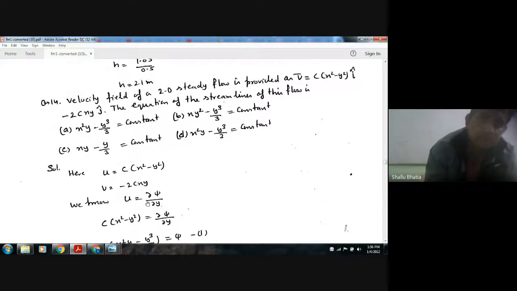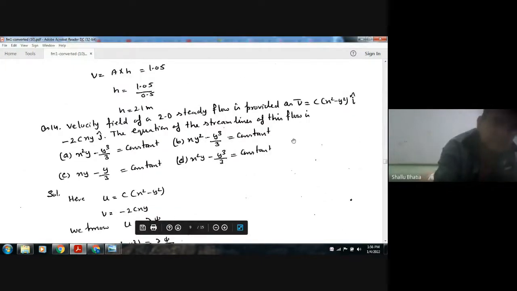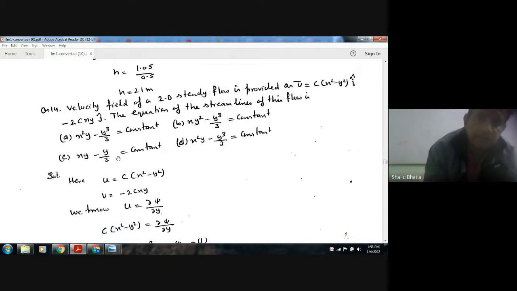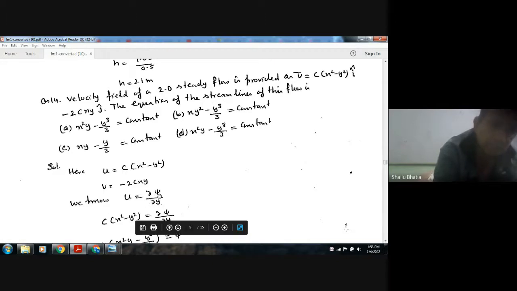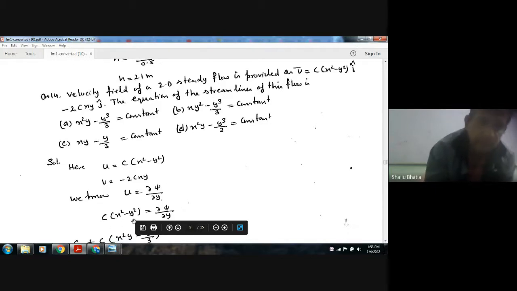Okay. So the velocity field is given by V = c(x² − y²) i − 2cxy j, and we have to find the equation of the streamline. The stream function in terms of velocity is given as u = −∂ψ/∂y. And u is c(x² − y²).